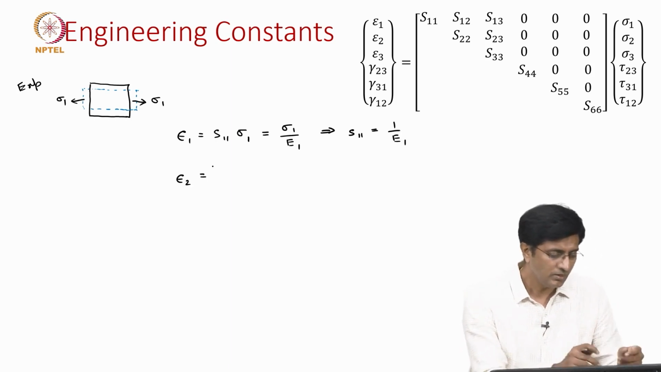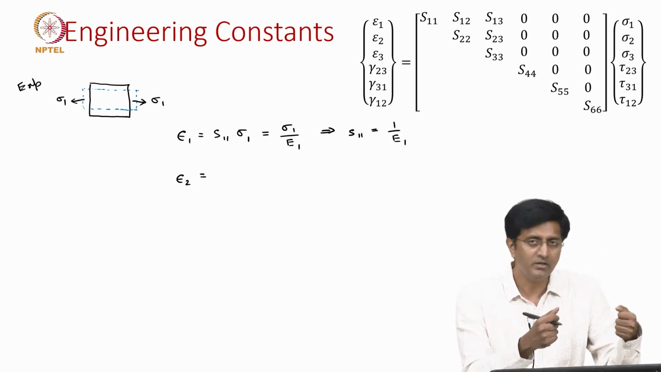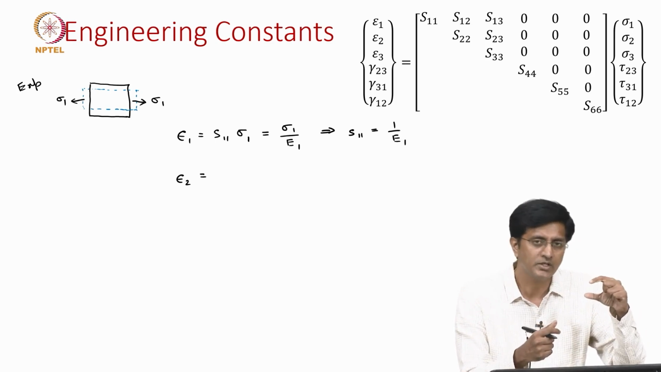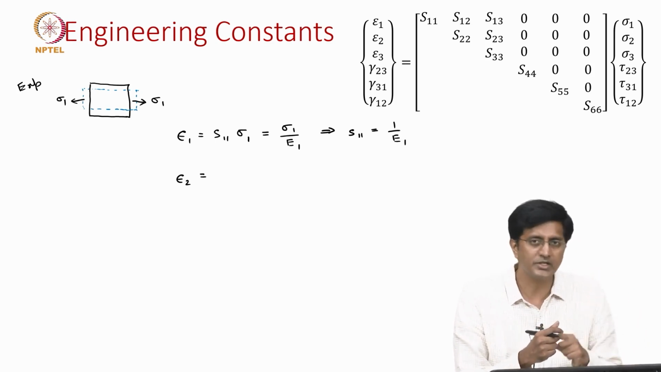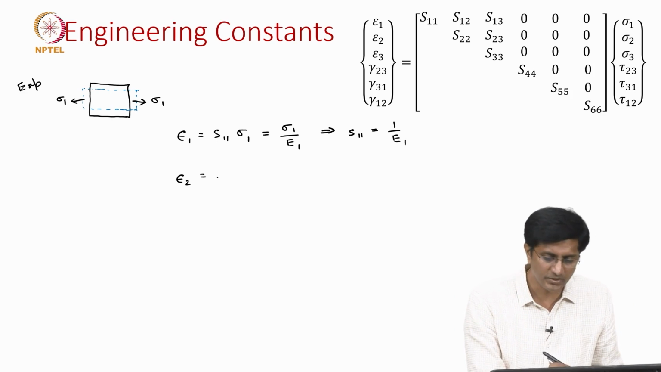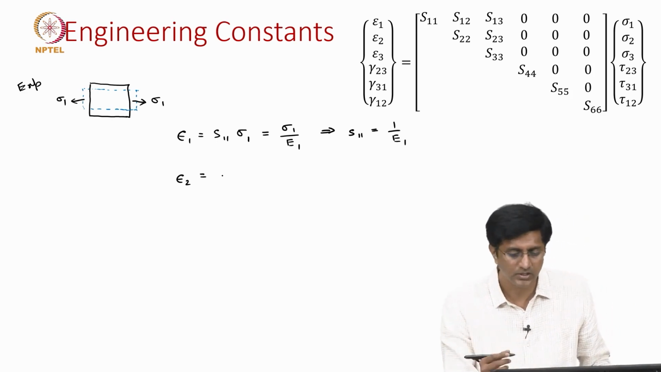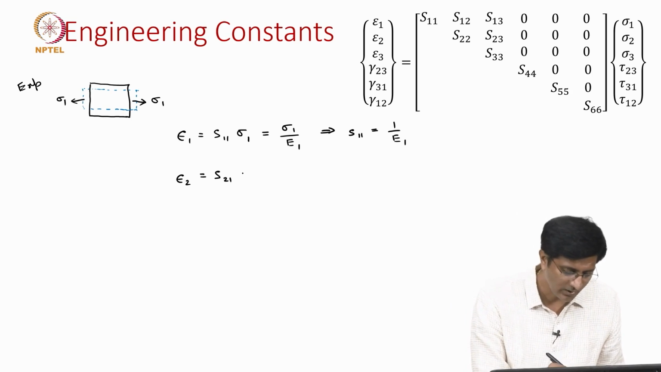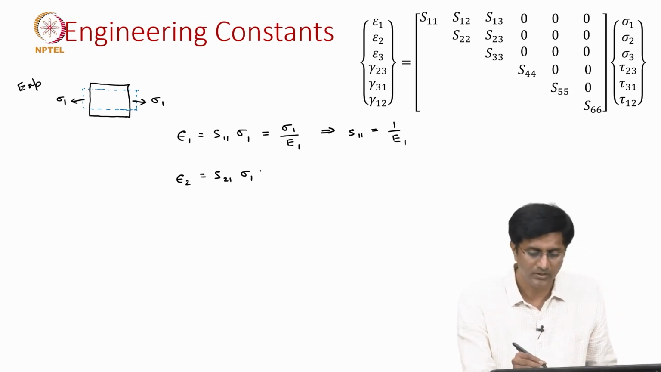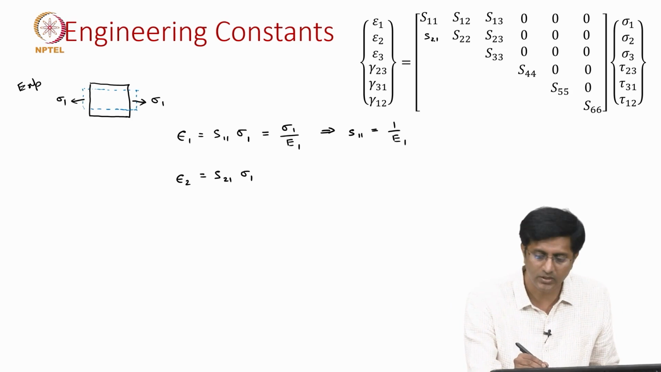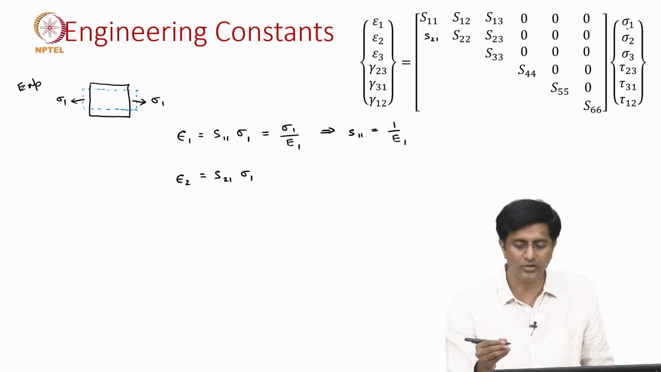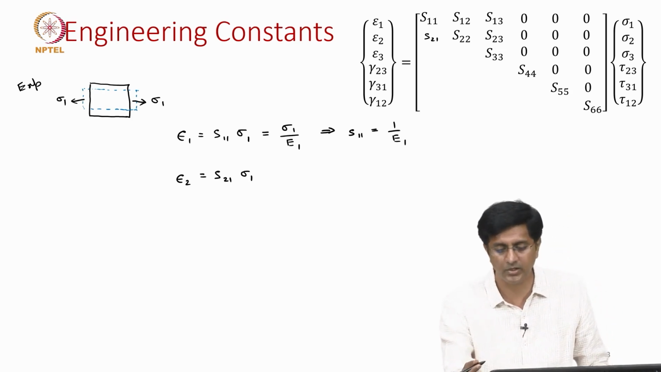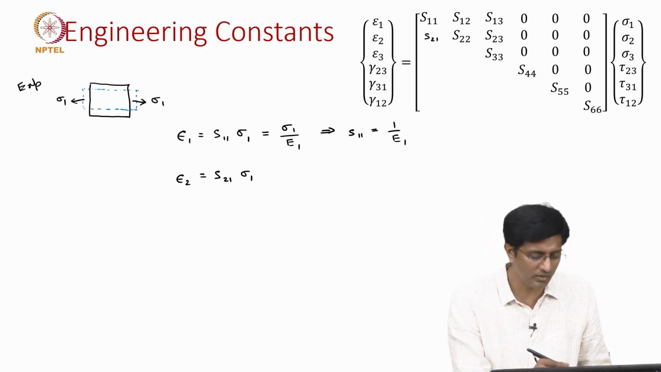Since we have applied the load in direction 1, there is a change in the shape, or a transverse strain. How do we represent the transverse strain using this strain-stress relation? We can write it as S21 times sigma 1. This is the only non-zero stress; the rest, sigma 2 and sigma 3, are all 0. So only S21 will bring in the strain epsilon 2.